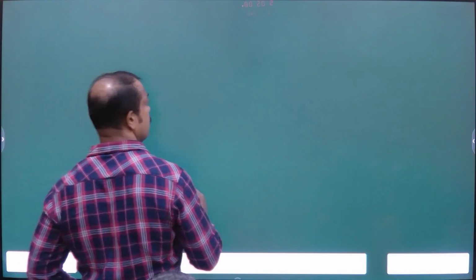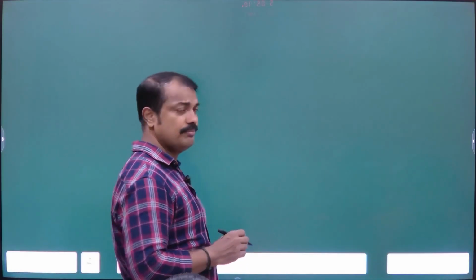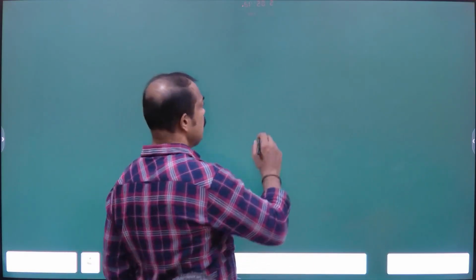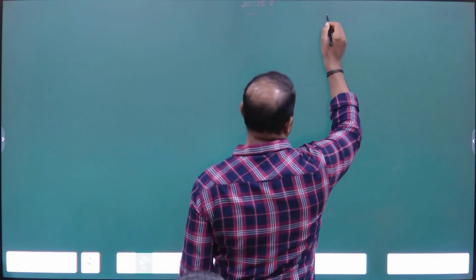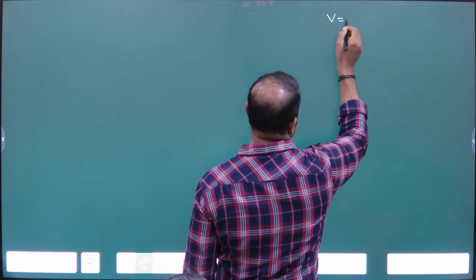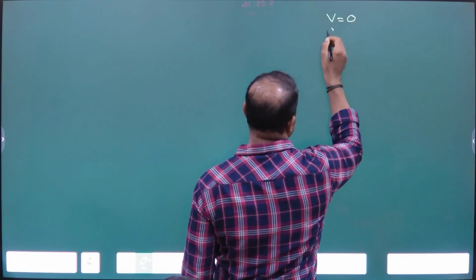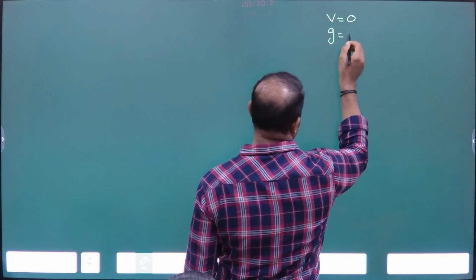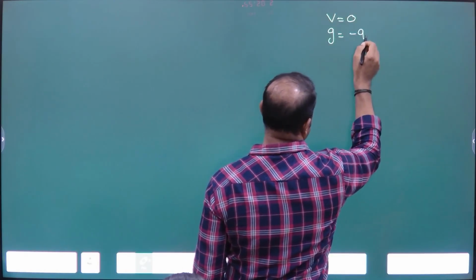Next. What type of motion it is? Upward. In the case of upward motion, at the highest point, V is equal to 0. G is minus. Why is it minus? Upward motion.